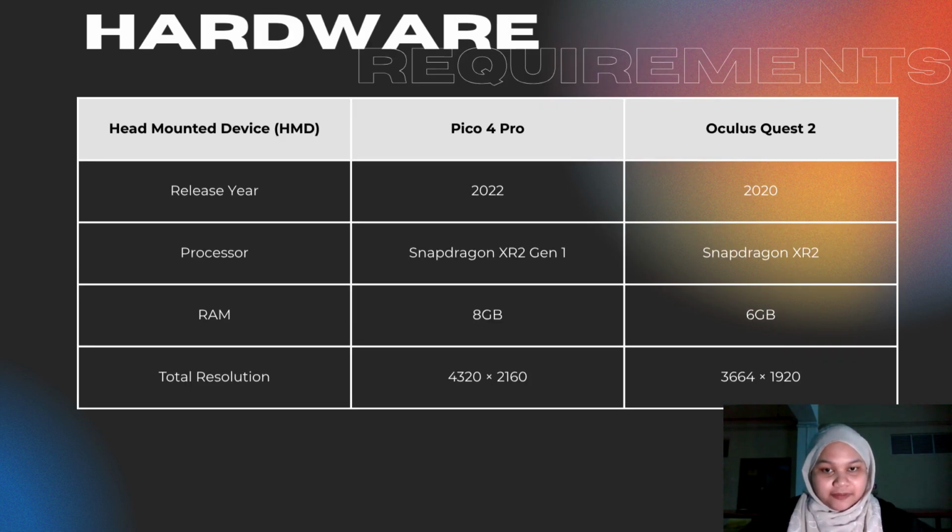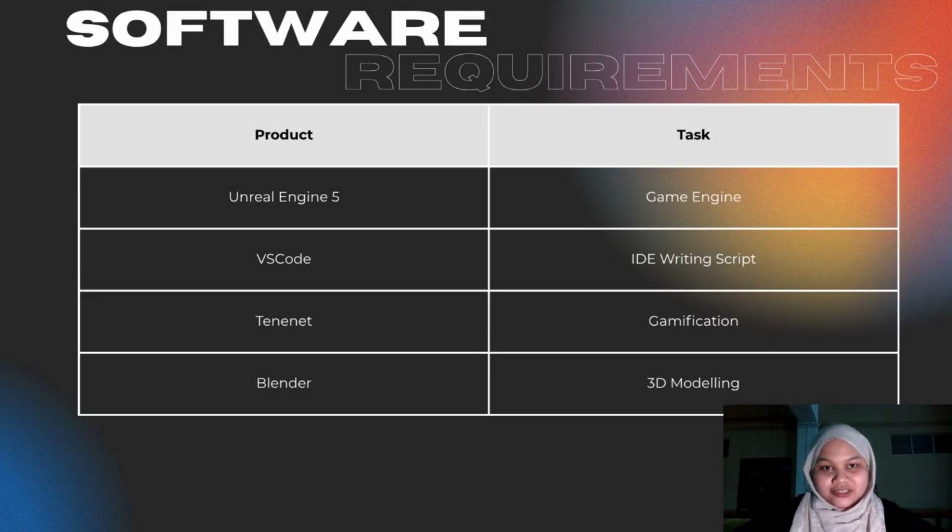Next, for the HMD part, our group got Pico 4 Pro and also Oculus Quest 2. So in this slide, we compare the release year, processor, RAM, and also total resolution. Next, for the software requirements, our game engine is Unreal Engine 5, IDE for writing scripts is VS Code, gamification is done using Tenet, and 3D modeling is done using Blender.